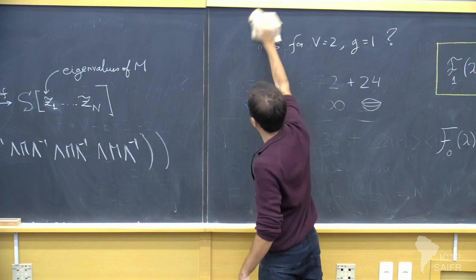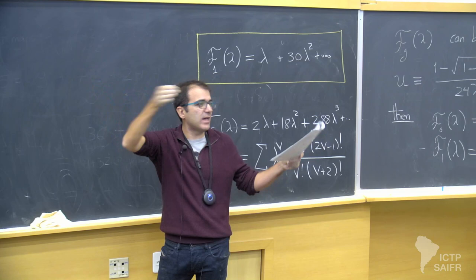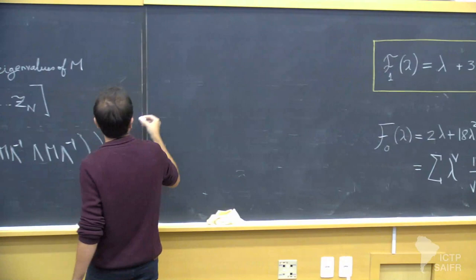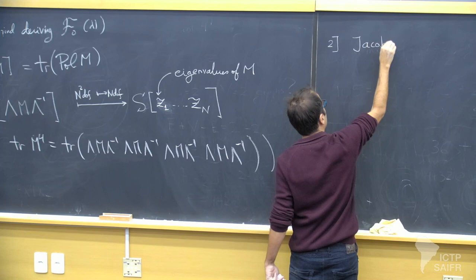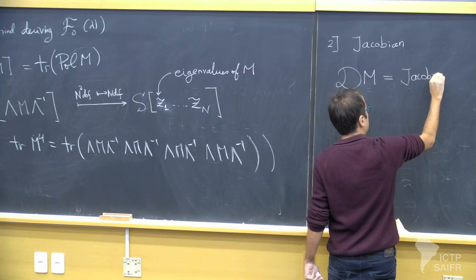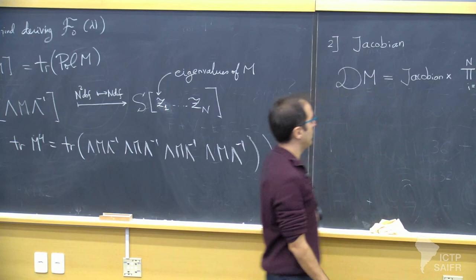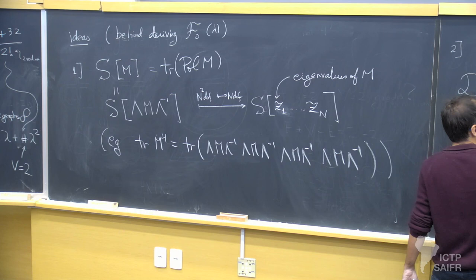Now, the second is, when you change variables, this is a complicated change of variable, right? To go from the matrix elements 1,1, 1,2, 1,3, to the eigenvalues of the matrix. So you need to worry about the Jacobian. So the second thing that one has to do is worry about the Jacobian. In other words, we had our integration over our measure, and I want to say that this is some Jacobian that I have to compute, times the integral over the eigenvalues, product up to n of dz_i. But we need to compute this Jacobian.